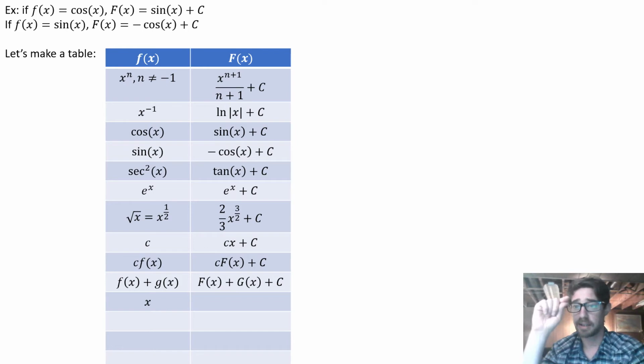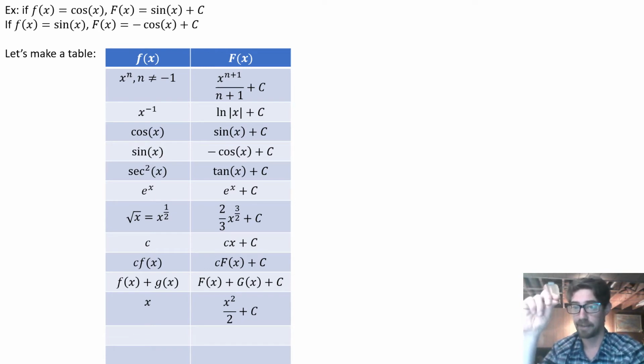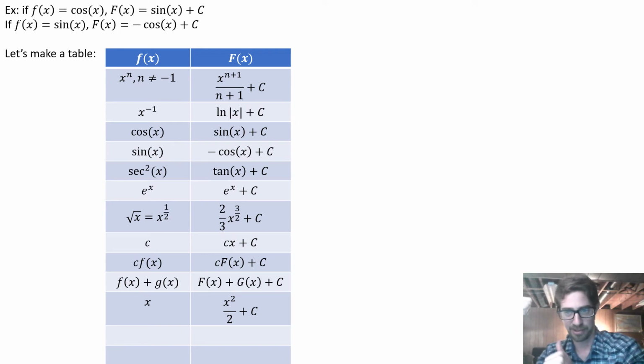If I give you just x, we already have a rule for this. You just have to think about it as x to the 1, right? X is x to the 1, so this is x to a power. So the power goes up by 1 to x squared, and then you divide by that same number. So the antiderivative of just x is x squared over 2. So when you see something without a power like that, you have to think about it as having a power. For whatever reason, people just breeze by and they think, oh, it's x, so it just goes to 1. No, it doesn't. That's the differentiation. Now we're going backwards. So convince yourself that the derivative of x squared over 2 is just plain old x.